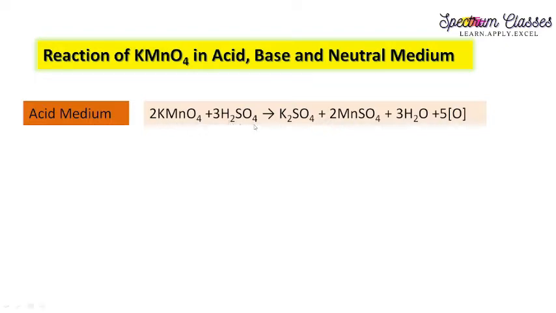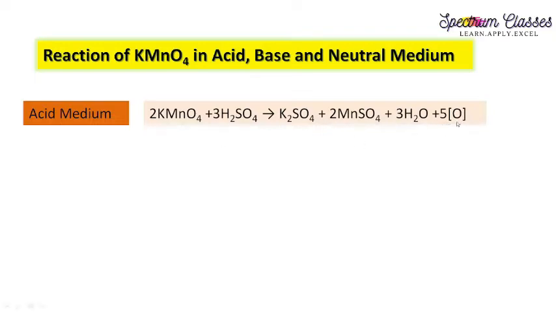So the only option we have to produce the acidic medium for KMnO4, out of the three mineral acids H2SO4, HCl and HNO3, is H2SO4. Here KMnO4 on reaction with H2SO4, that is in acidic medium, gives the products K2SO4 plus 2MnSO4 plus 3H2O plus 5 O written in square brackets. This is the symbolization of nascent oxygen, which is produced during the reaction.